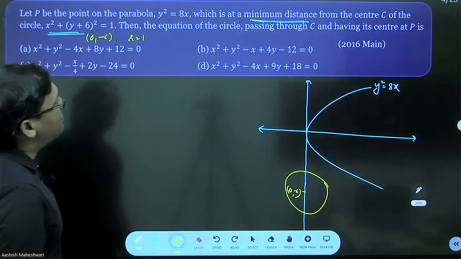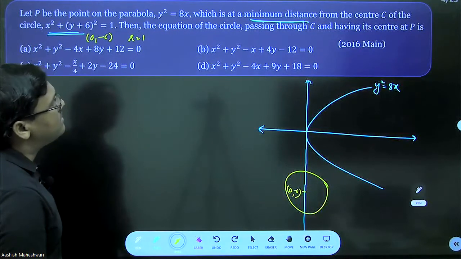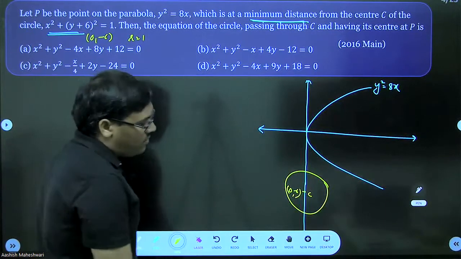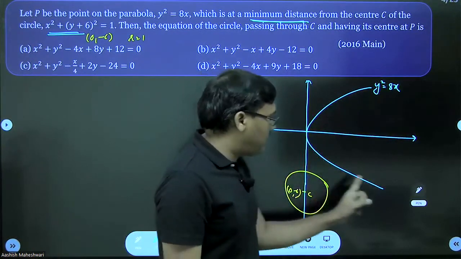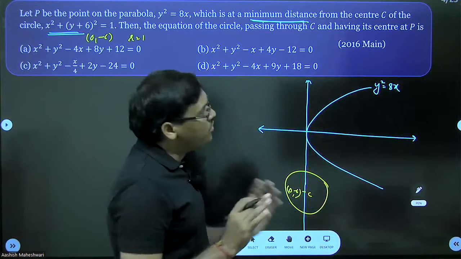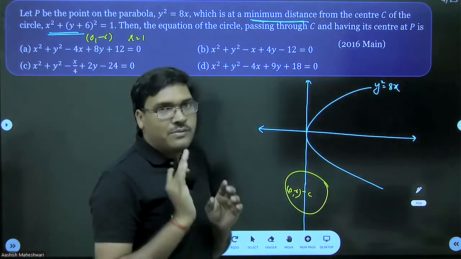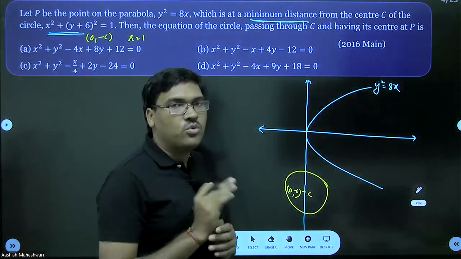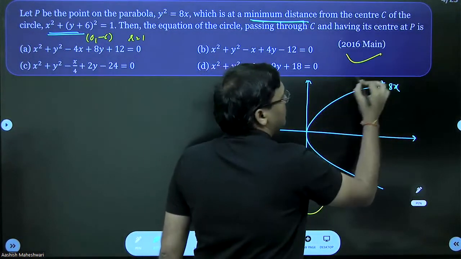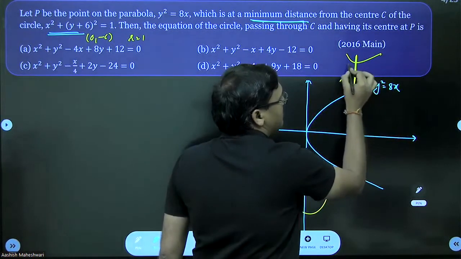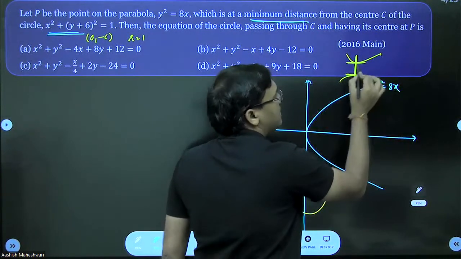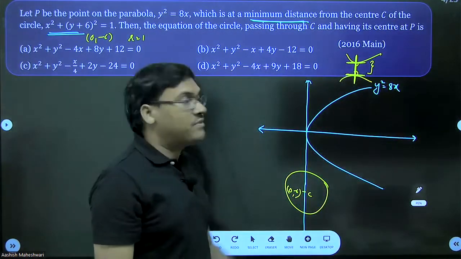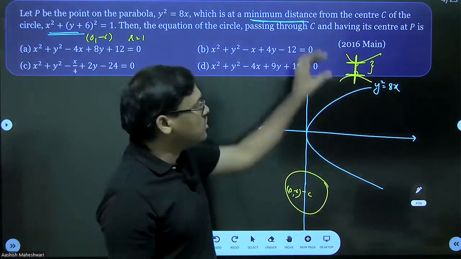Now P be the point on the parabola which is at the minimum distance from the center C of the circle. This is center C of the circle. Now which point on this parabola will be at the minimum distance? So I hope you remember this concept. The minimum distance always lies along the common normal of two curves. If you have one curve and another curve, the minimum distance is the perpendicular distance. So what is the perpendicular distance on the curve? This is the distance on the common normal, the line which is normal to both the curves. This is the shortest distance.